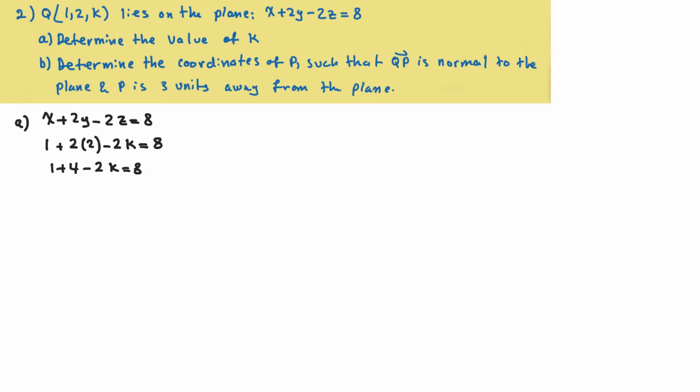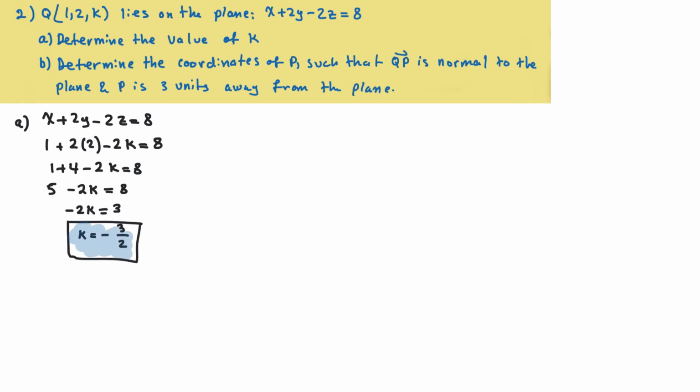I'll just write it out like this. 4 plus 1 is 5, minus 2k is equal to 8. Negative 2k is equal to, subtract both sides by 5 to get 3, and k is equal to negative 3 over 2. And here we're dividing both sides by negative 2. So that is the answer to the first part of the question.